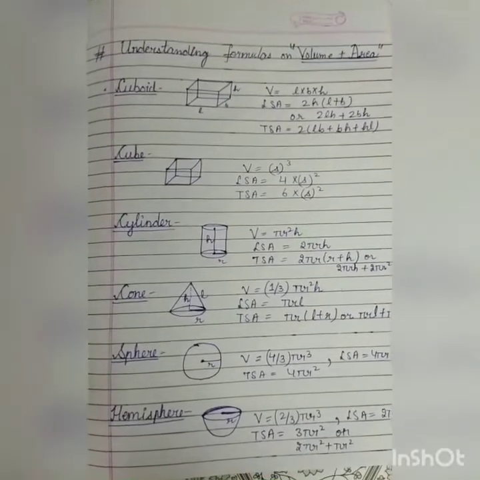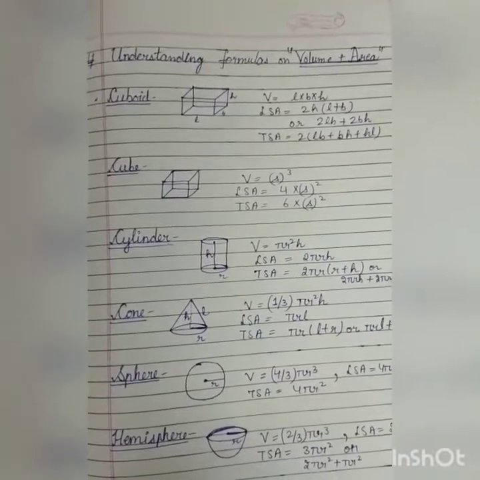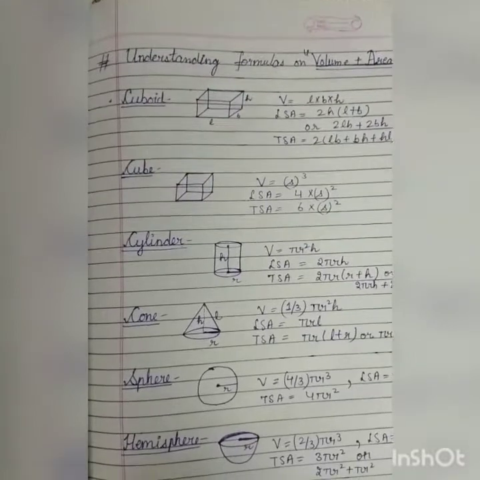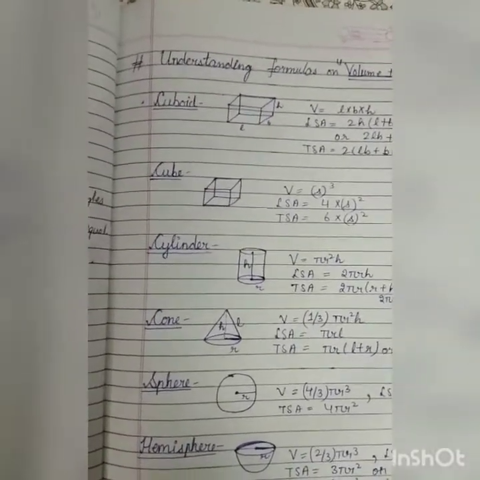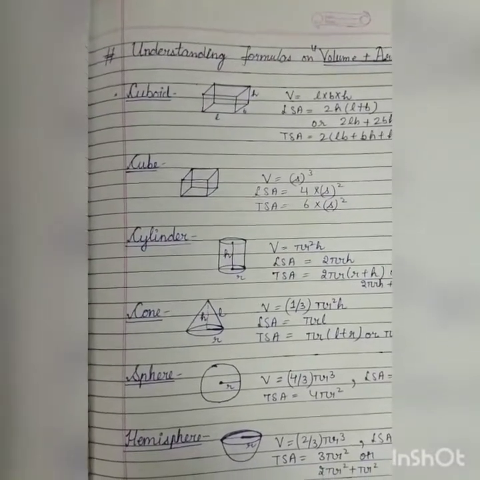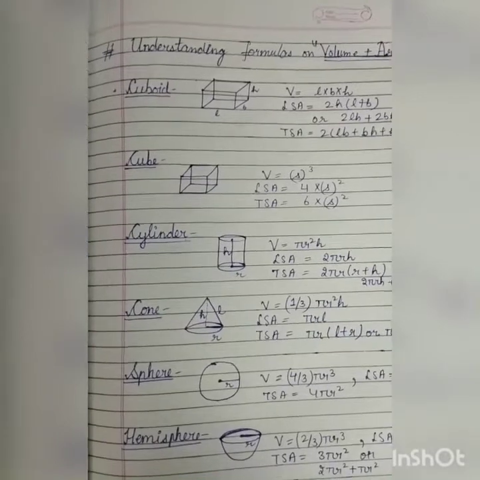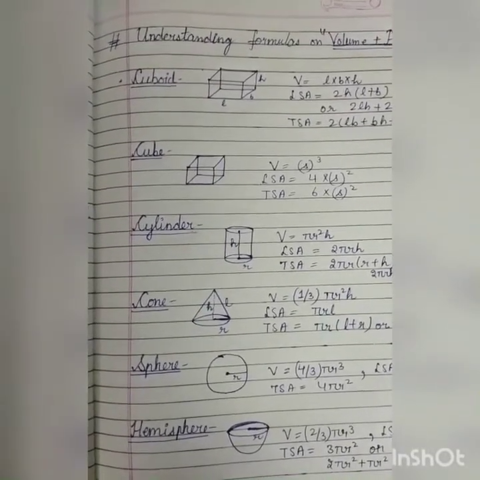Hello everyone. So today's video is about understanding formulas on volume and area. The first one is cuboid. So what's a cuboid? You can see some objects around you at your home or outside in the shape of a cuboid. For example, a geometry box. It's an example of a cuboid.